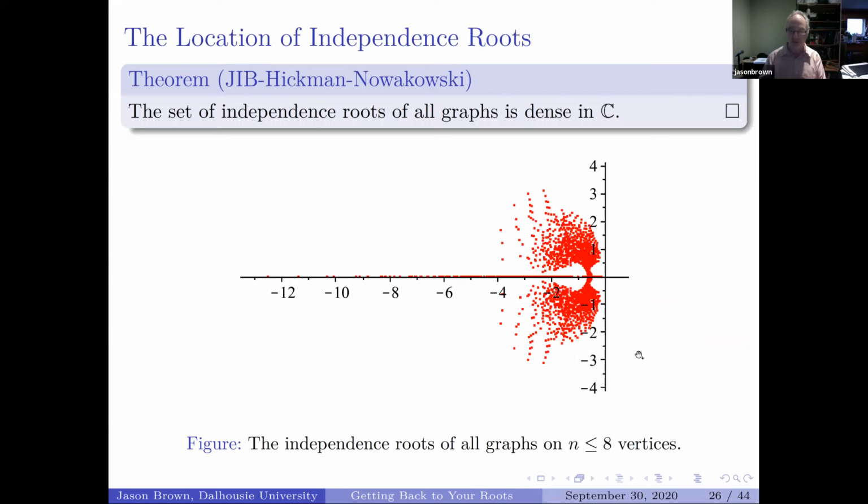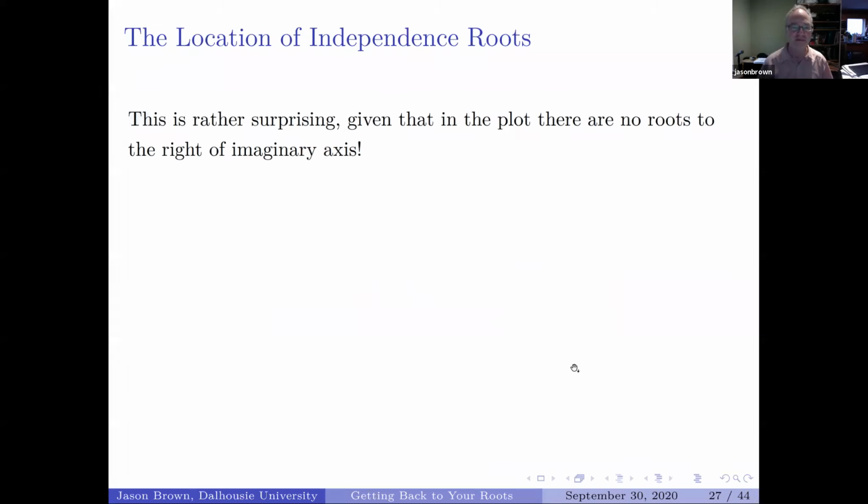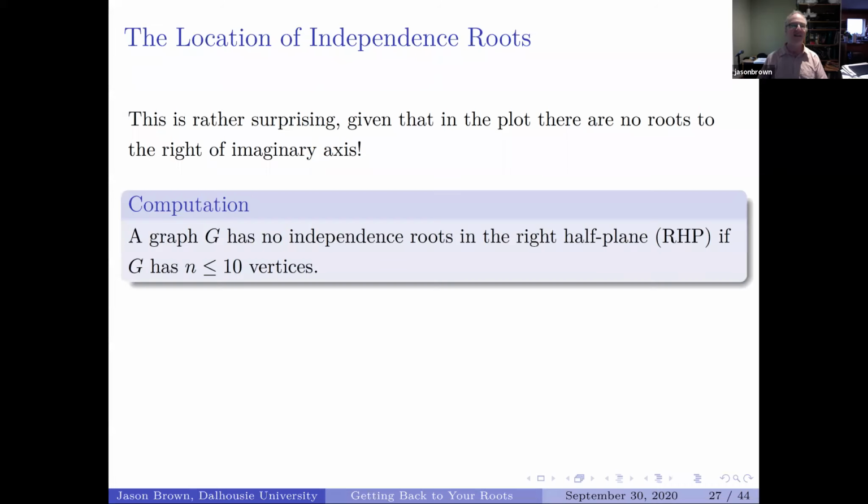And again, here's the picture. This is of independence roots of order at most 8. They're all in the left half plane. You don't see any roots that have big imaginary part. You see no roots in the right half plane, but in fact, the roots fill up the entire complex plane. So this is rather surprising, given that in the plot, there are no roots to the right of the imaginary axis. So let's focus in on that.